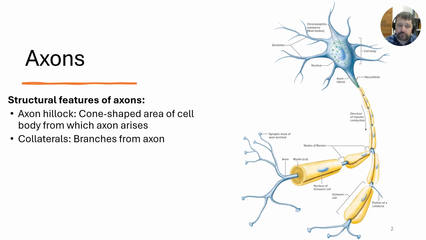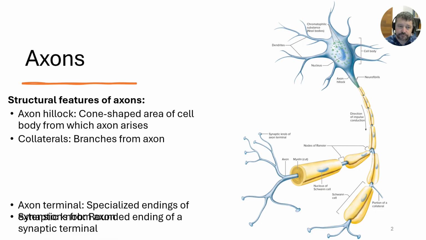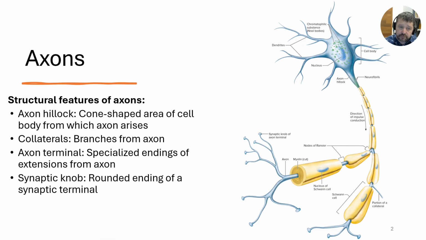So let's look at the different features. Okay, so first they have an axon hillock. The hillock is just that connection point between the cell body and the axon. And there's a distinct amount of neurofibrils in that region that distinguish where that hillock forms. Okay. Collaterals are any branch that comes off the main axon. So anytime it branches, that's considered a collateral. Okay. The axon terminal is the end of the axon.